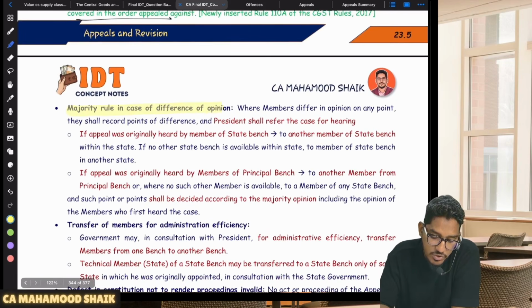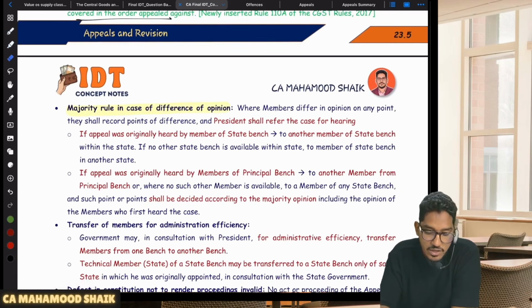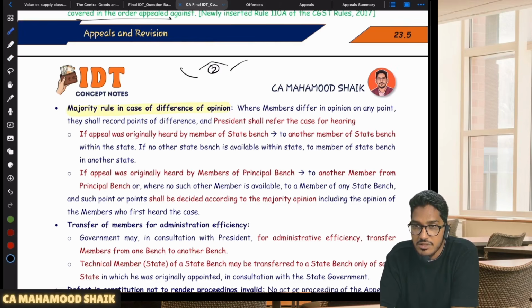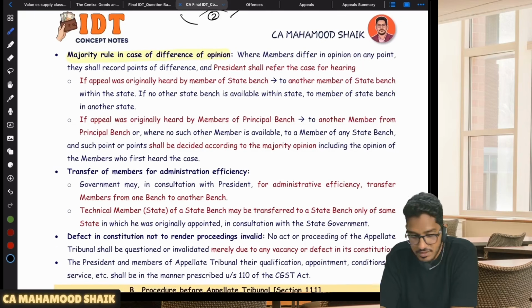Next, majority rule in case of difference of opinion. Let us say a two member bench is there, one judicial member, one technical member. Generally both should arrive at a common conclusion, but one person is saying one thing, another person is saying another thing. There is a difference of opinion. What will happen? One more person will be appointed. He will hear the case too and give his opinion. Now the majority will come, and that majority decision will be passed.